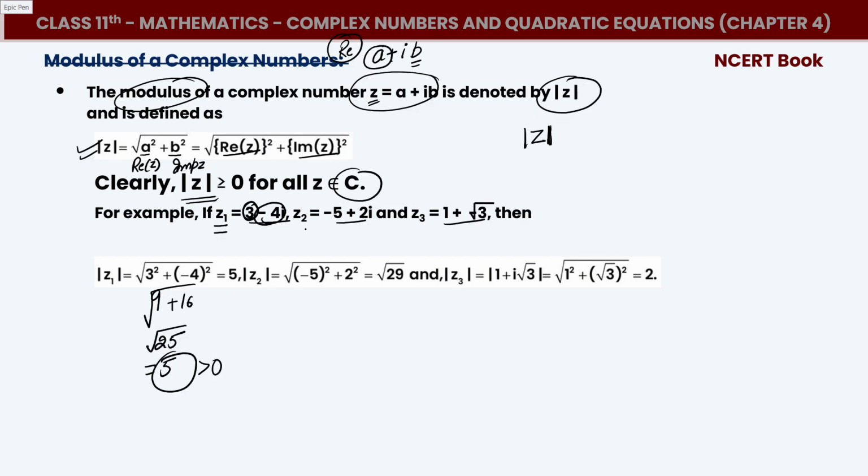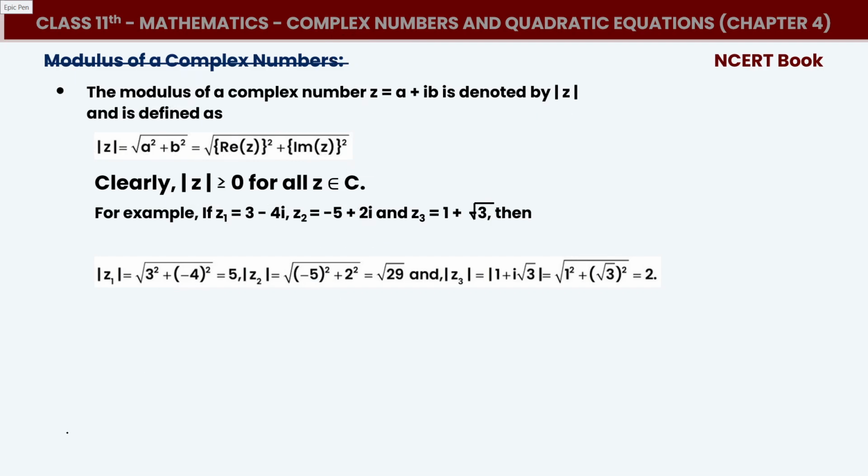Now let's find the modulus of z2. So what is the formula? Under root of a square plus b square. a is the real part. What is the real part in z2? It is minus 5, right? Minus 5 whole square. b: what is the value of b here? 2. So 2 square. So I am writing here 25 plus 4 under the root, which is equal to 29. So its value is under root of 29, right? Clear? Now let's find the modulus of z3.